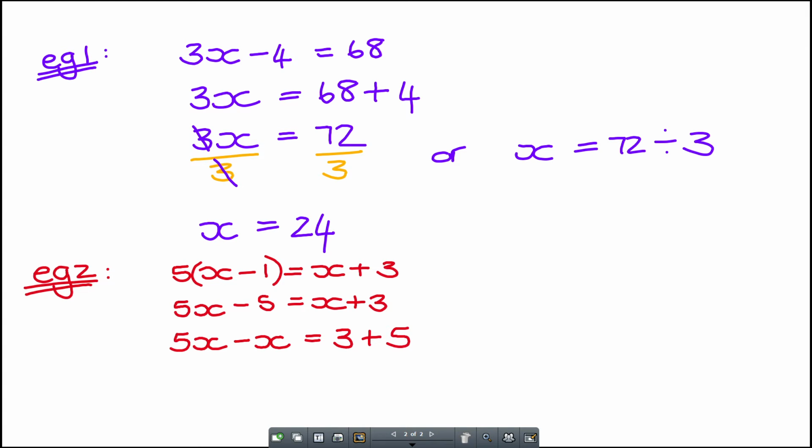Okay. Now we first simplify. So 5x minus x will give me, that's actually 1x, no? So 5x minus 1x will give me 4x equal to 8. Now my next step says get rid of the coefficient, meaning that 4. So I am going to divide both sides by 4, which means that x will be equal to 2.